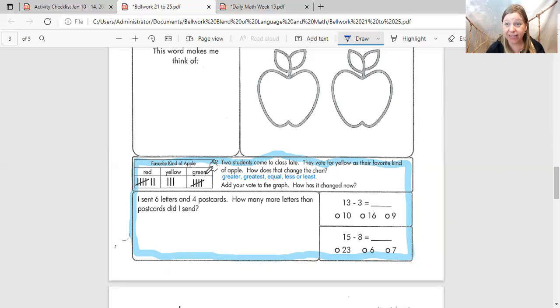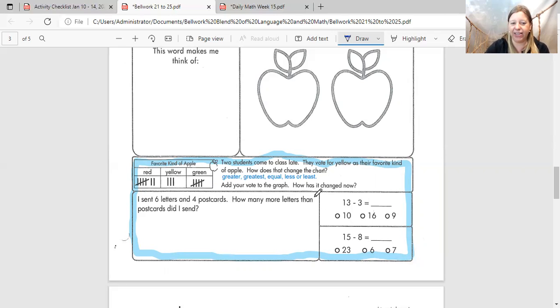Maybe you don't like apples at all. Hope you do. You need to still vote. Which one do you like the most? Your favorite kind of these three choices. Add your tally. Now, how has it changed? How has it changed now with your votes there?